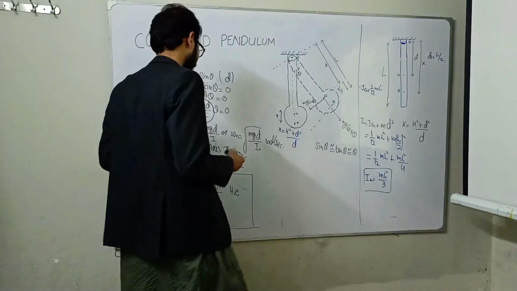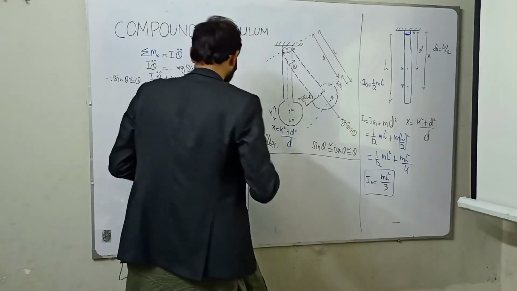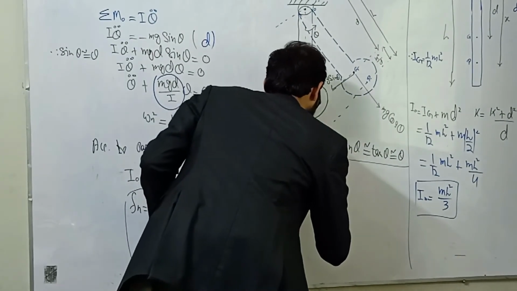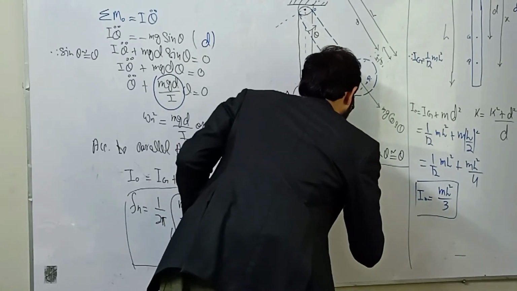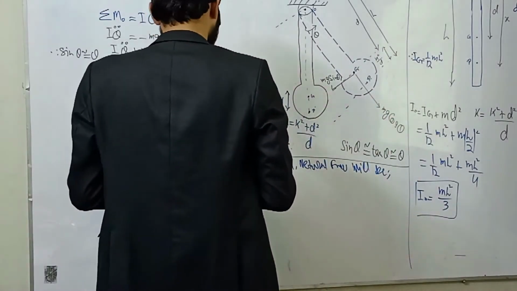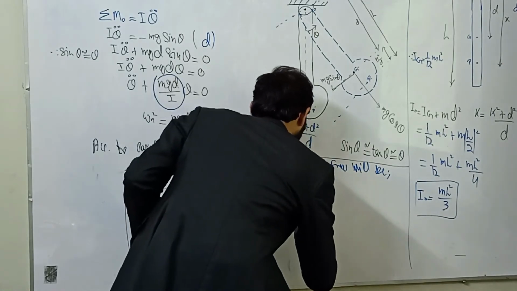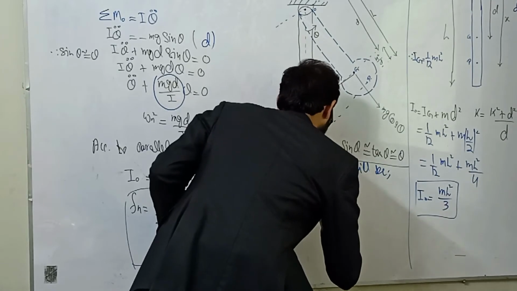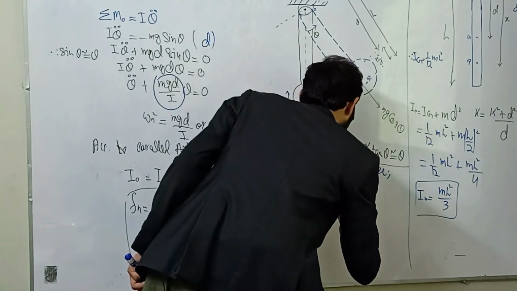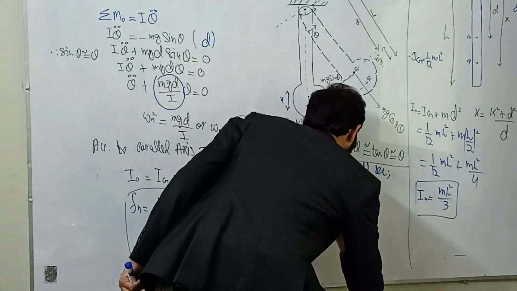So for the beam, the natural frequency will be, because we know Fn is equal to 1 divided by 2 pi square root of m g d over I naught. What is d? d is again half of L. And what is I naught? I naught is m L square divided by 3.